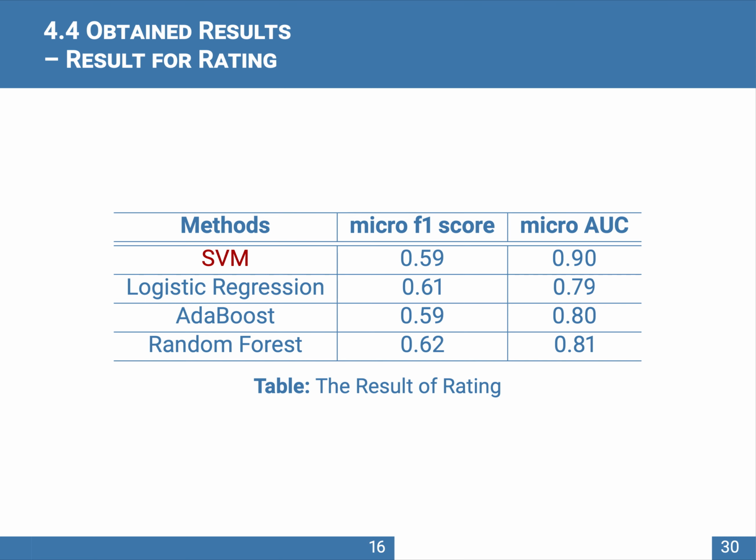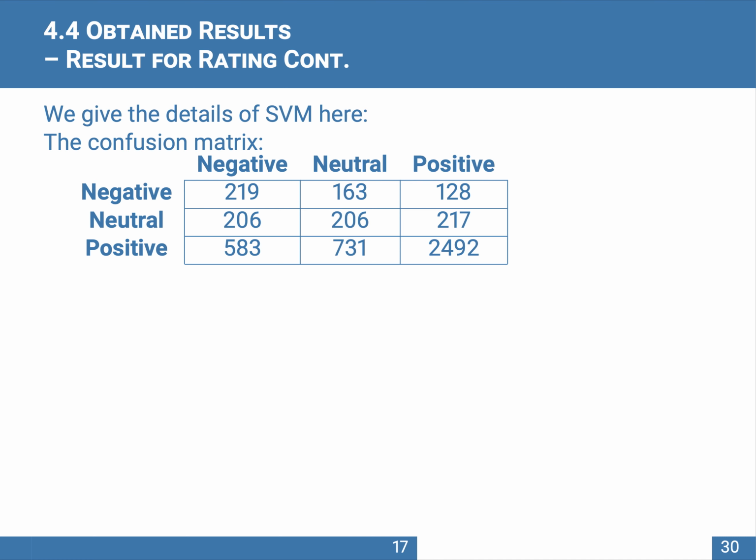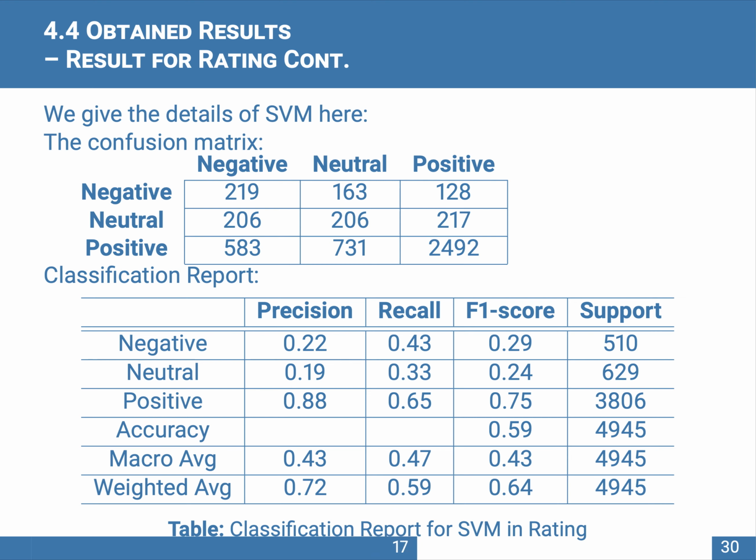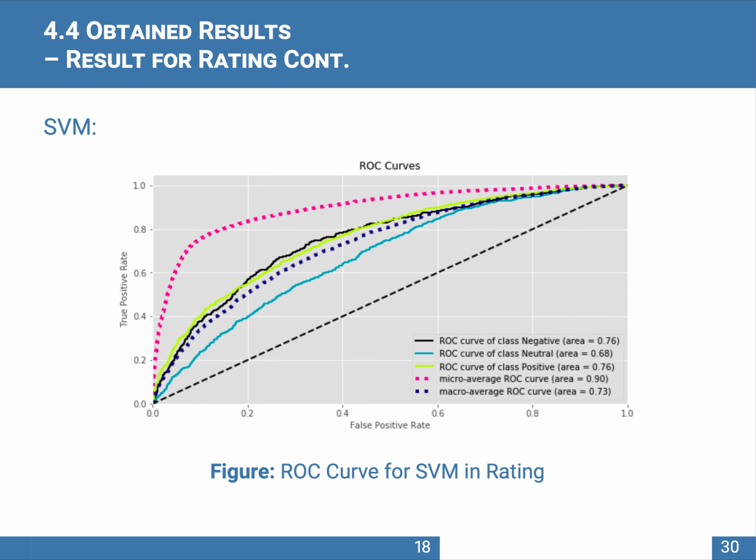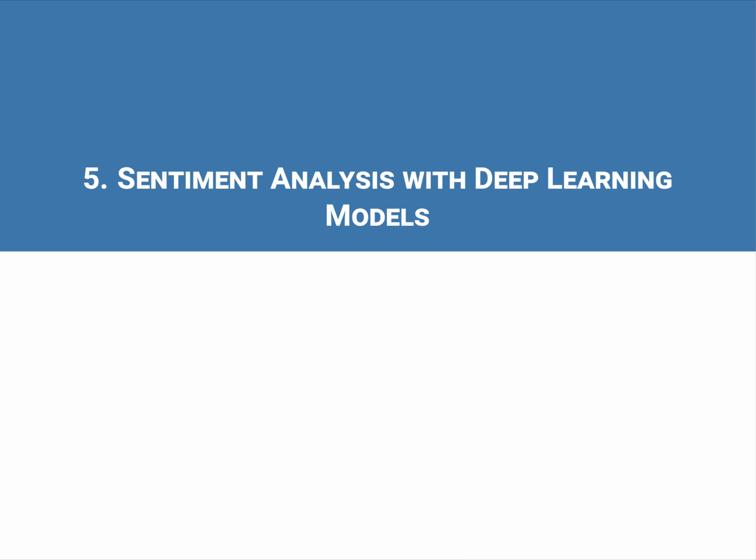Now the result for rating. Among these four models, SVM still has the best performance, which has a micro AUC score of 0.9. So we give the details of SVM here: the confusion matrix, classification report, and the ROC curve.